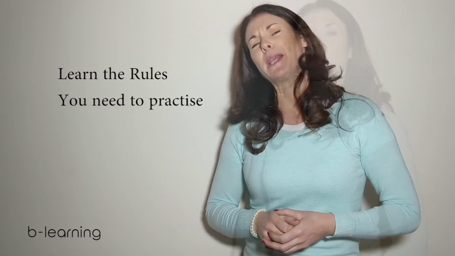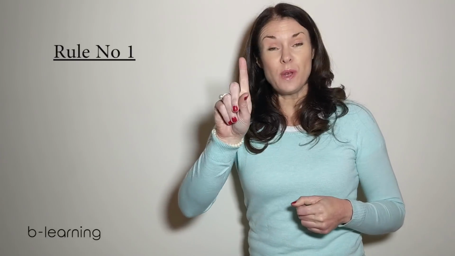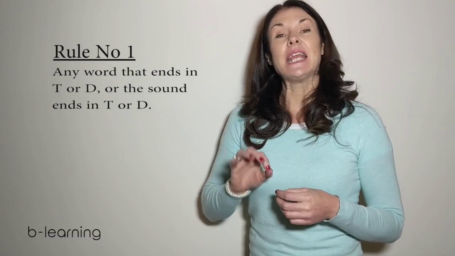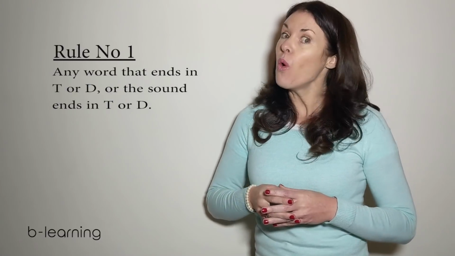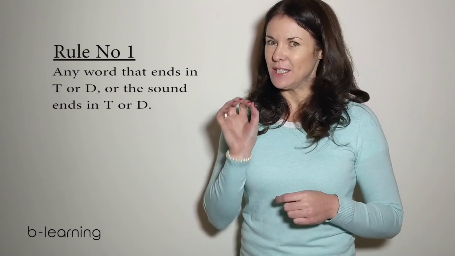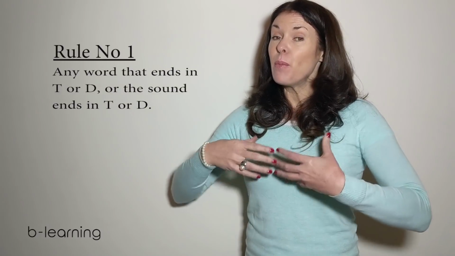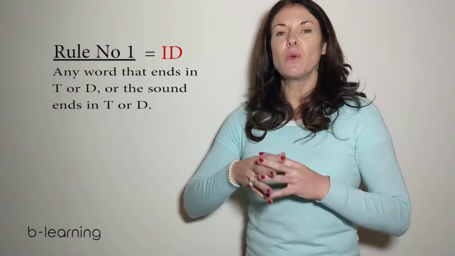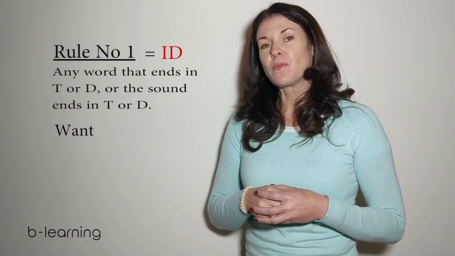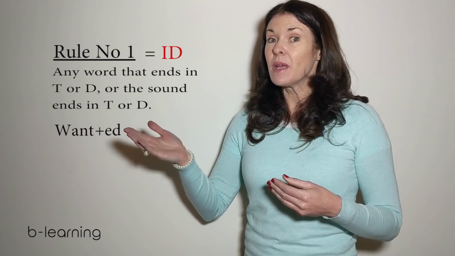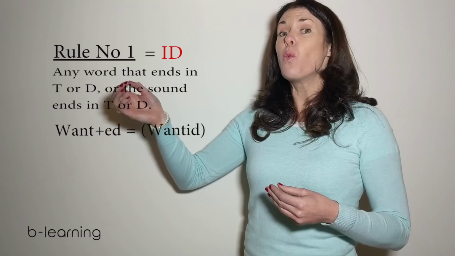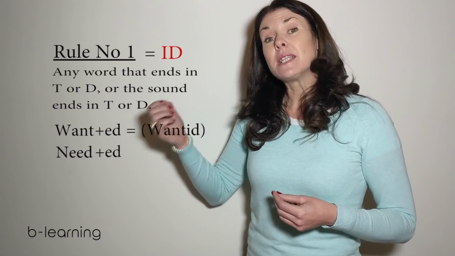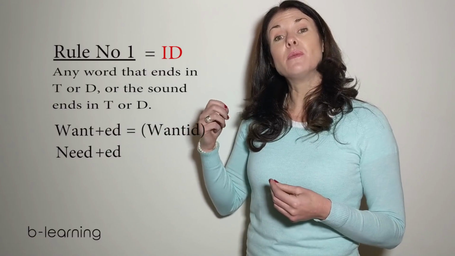Alright, let's begin. Okay, rule number 1. Any word that ends in T or D, or the sound ends in T or D, the past tense sound becomes id. So we look at want, for example. I add the past tense and the sound becomes wanted. Need. We add the past tense and the sound becomes needed.